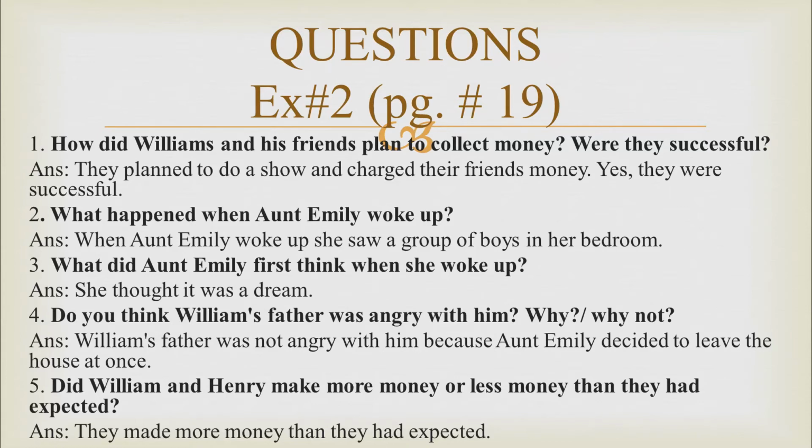What happened when Aunt Emily woke up? Question number 2. When Aunt Emily woke up, she saw a group of boys in her bedroom. Question number 3. What did Aunt Emily first think when she woke up? She thought it was a dream. Question number 4. Do you think William's father was angry with him? If yes, why? If no, why not? William's father was not angry with him because Aunt Emily decided to leave the house at once, and that was what he desired. Question number 5. Did William and Henry make more money or less money than they had expected? Yes, they made more money than they had expected.